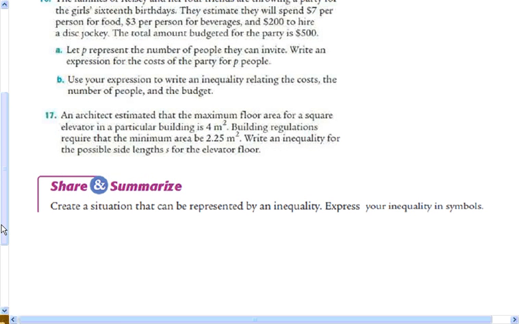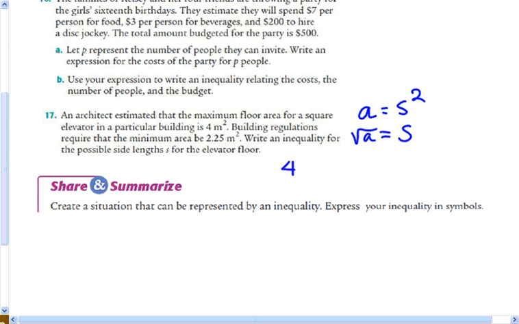Number 17, an architect estimated that the maximum floor area for a square elevator in a particular building is 4 square meters. Building regulations require that the minimum area be 2.25 square meters. Write an inequality for the possible side lengths S of the elevator floor. So the elevator floors are squares. So our area, again, is equal to S squared, but we want side lengths this time, so we need to do the opposite of that. We need to do the square root of the area to get the side length.